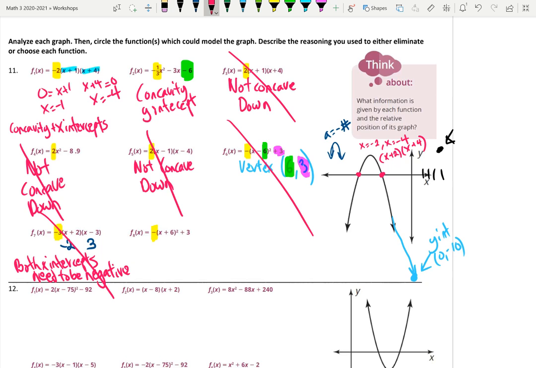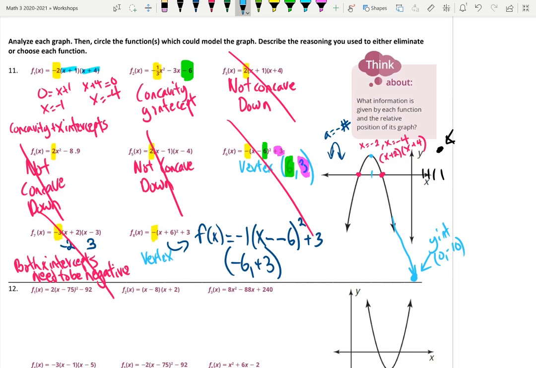Okay, this final guy, again, has me relook at this formula as if it was negative 1 times x minus 6 squared plus 3. And this reveals that the vertex is negative 6, positive 3. If this means I go to the left, negative 6, and up 3, this is a possibility. So the vertex and concavity mean this is an okay graph.